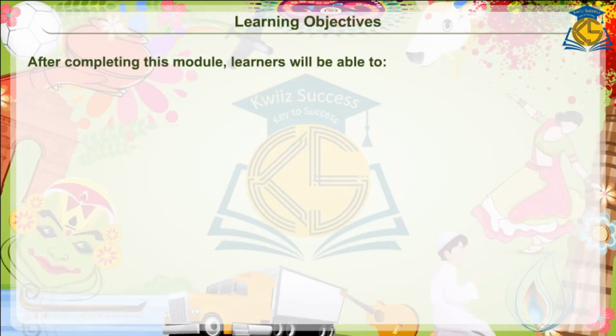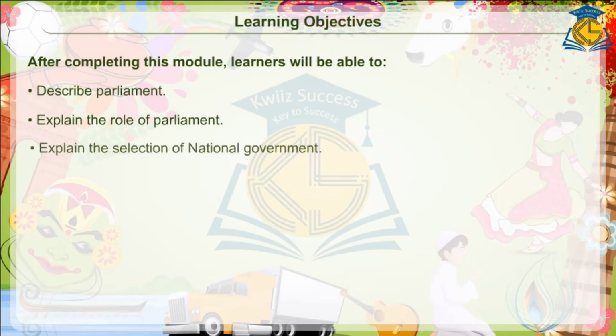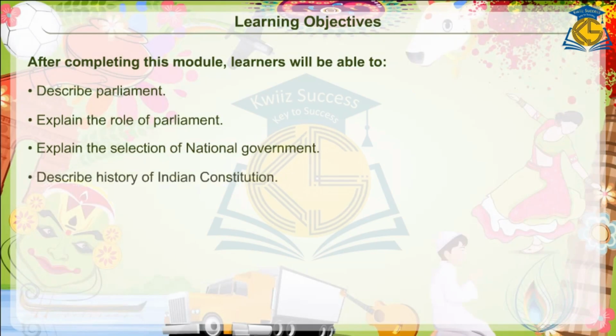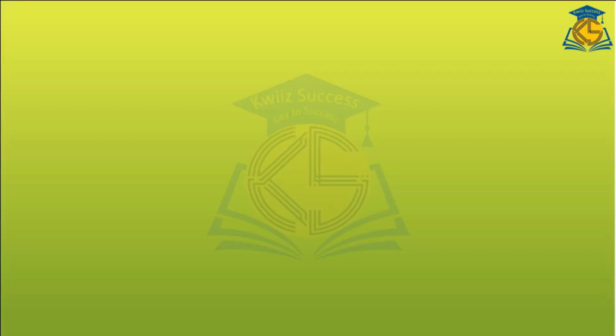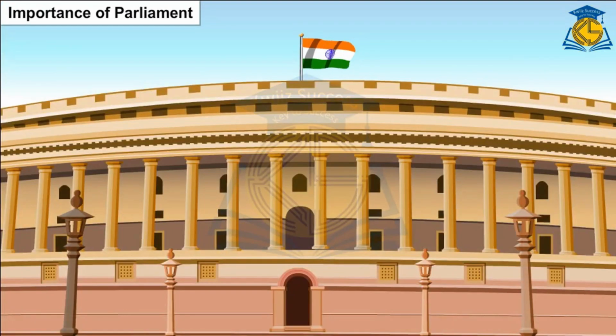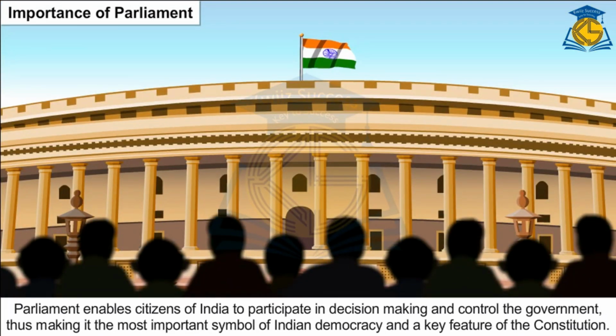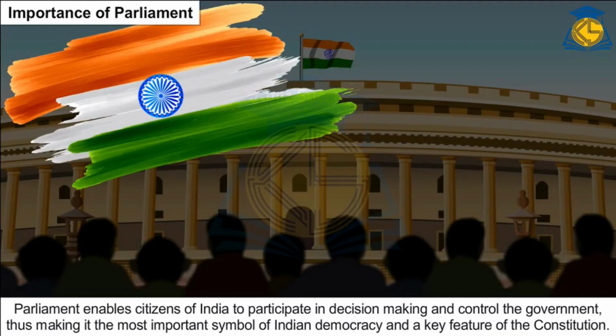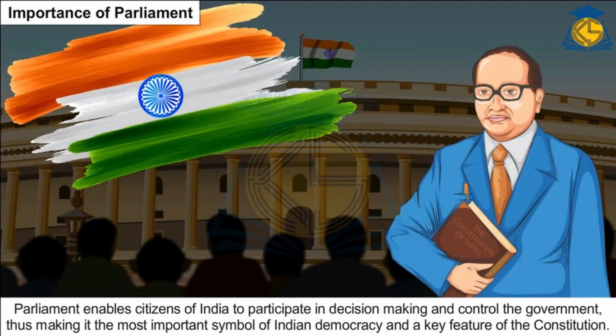Learning objectives. After completing this module, learners will be able to describe Parliament, explain the role of Parliament, explain the selection of national government, describe history of Indian Constitution. Parliament and its formation. Importance of Parliament. Parliament enables citizens of India to participate in decision-making and control the government, thus making it the most important symbol of Indian democracy and a key feature of the Constitution.